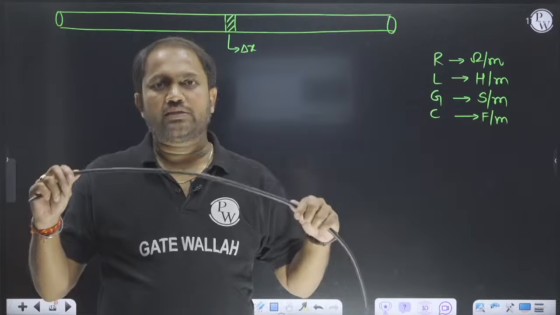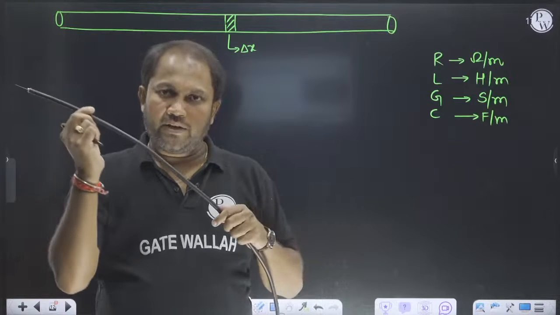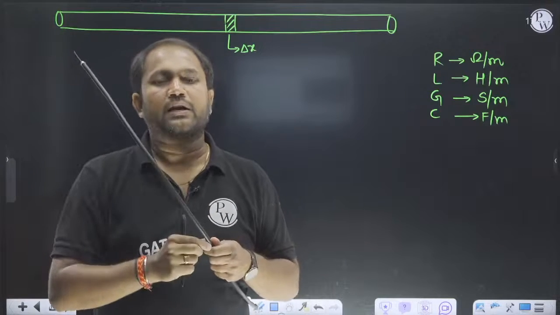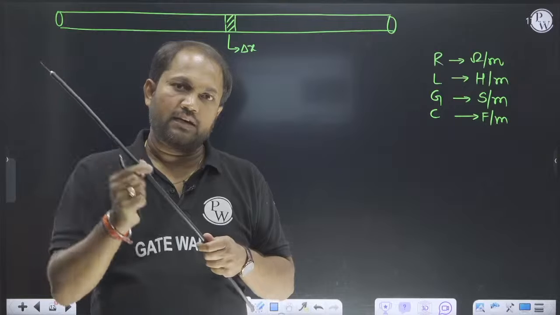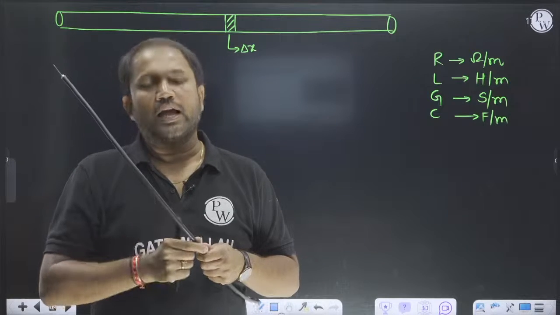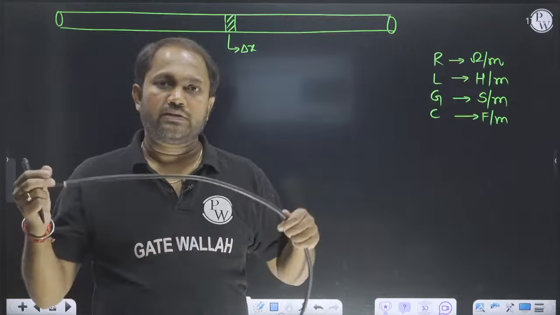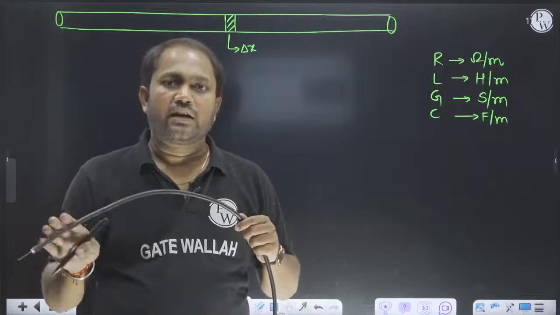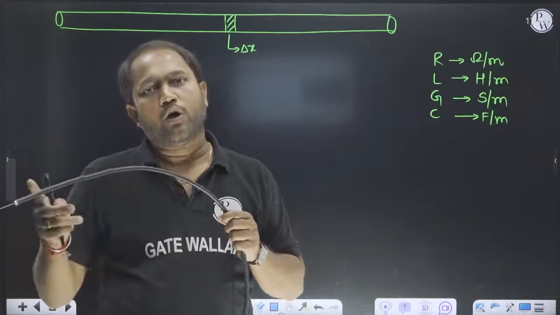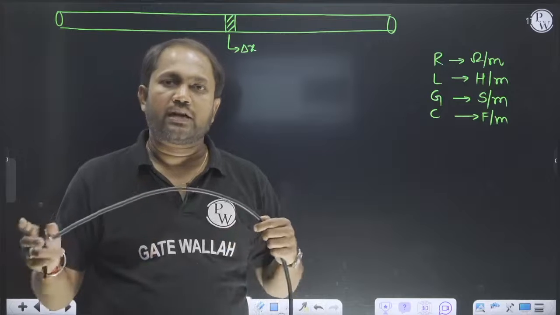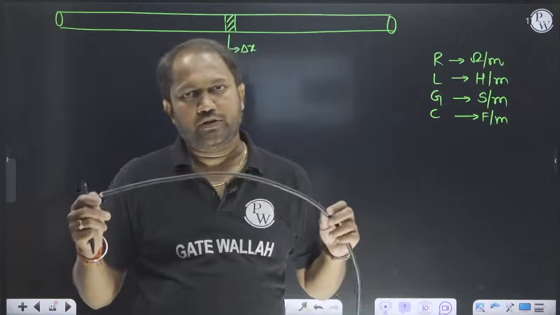This transmission line has resistance everywhere, capacitance everywhere, conductance everywhere, and inductance everywhere. That means capacitance, inductance, resistance, and conductance are distributed all over the transmission line. ये पूरे ट्रांसमिशन लाइन में कैपेसिटेंस और इंडक्टेंस कंडक्टेंस डिस्ट्रीब्यूटेड है.